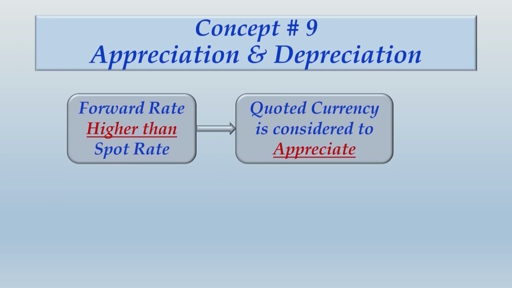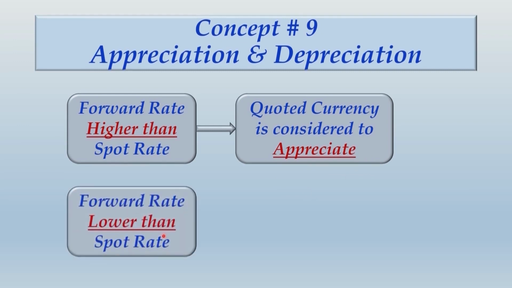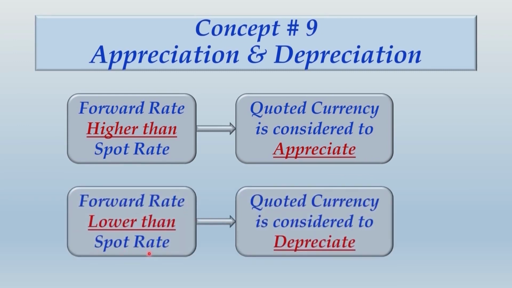So in order to find whether a currency is appreciating or depreciating against the other, you would just look into the comparison between the spot rate and forward rate. If the forward rate is higher than the spot rate, the quoted currency, remember that very well, is considered to appreciate, and if the forward rate is lower than the spot rate, the quoted currency is considered to depreciate. Now, this is the fundamental ground, but let us understand this by examples.